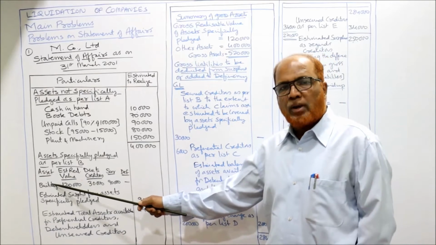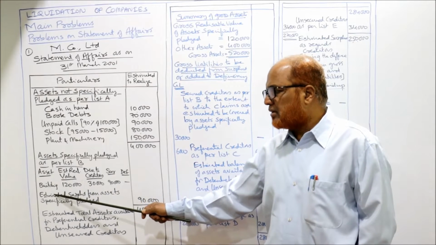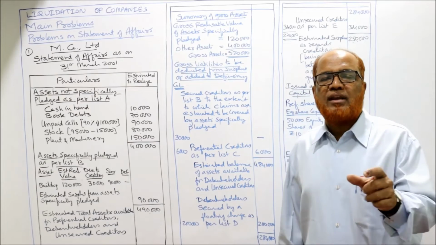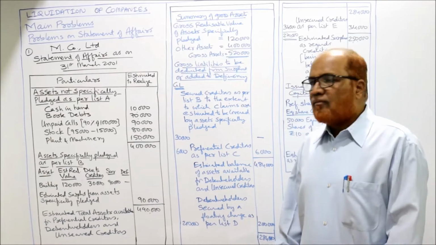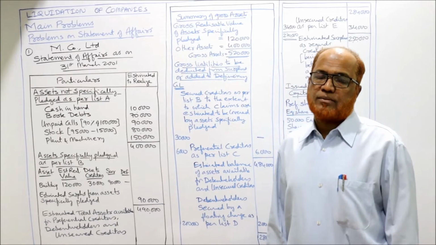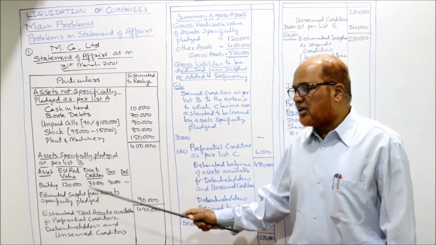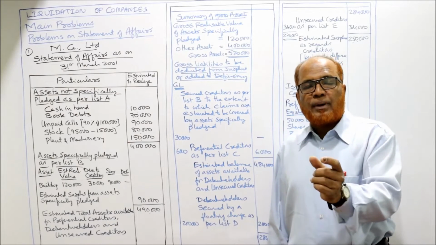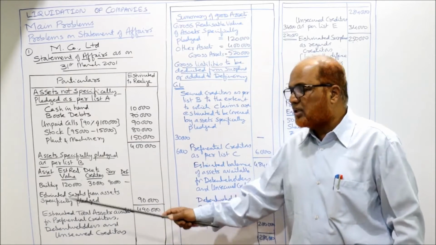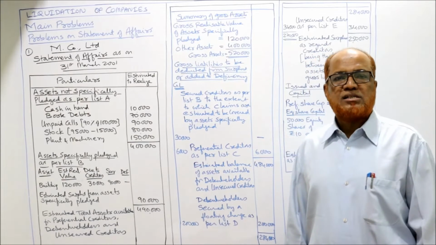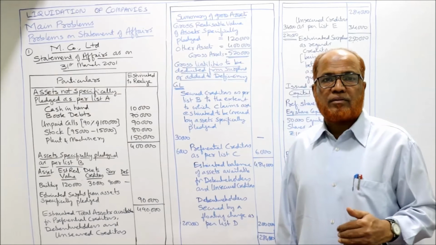Now building, only one asset was pledged, building. Estimated realizable value of the building is 1,20,000, given in the adjustment. Whereas amount due to creditors, who are the creditors? Bank overdraft. So bank overdraft is given 30,000. The company has to pay 30,000 and the company has given a security of 1,20,000. It is called a fully secured creditor. Fully secured creditor. Now we'll get the surplus.